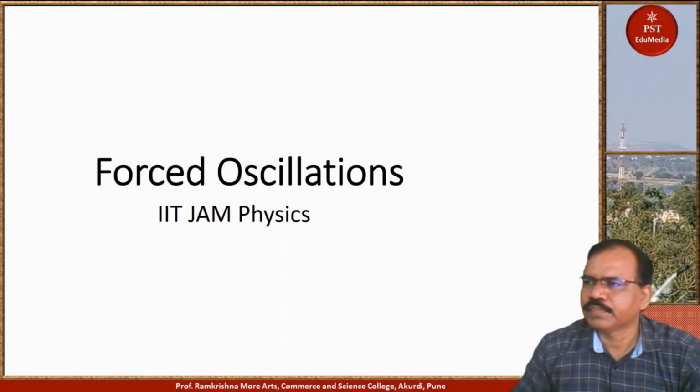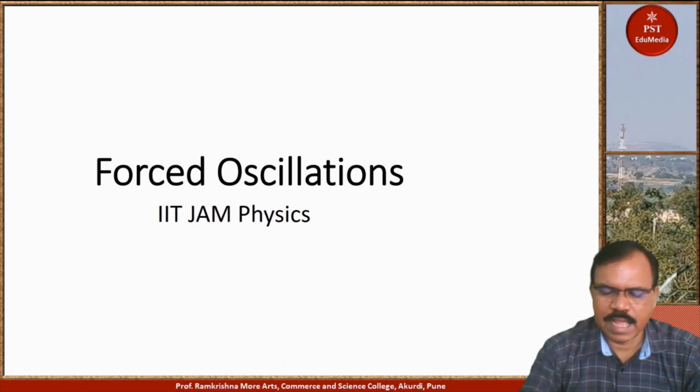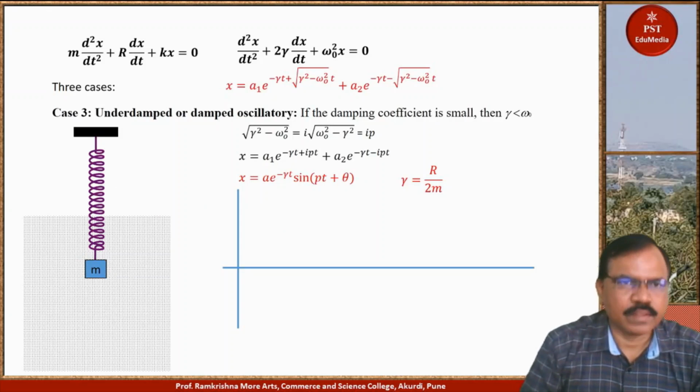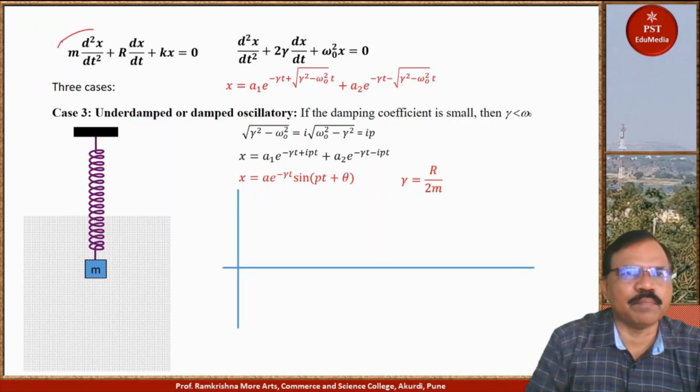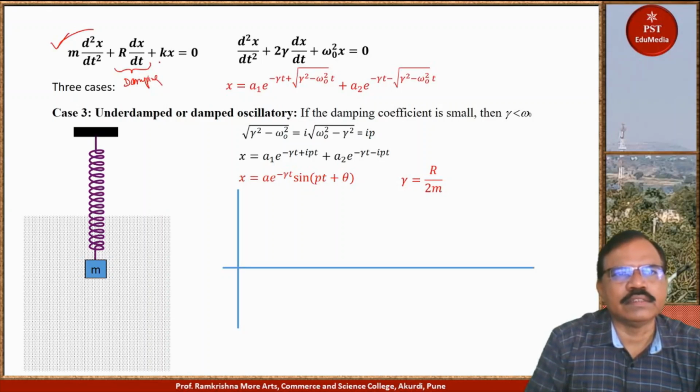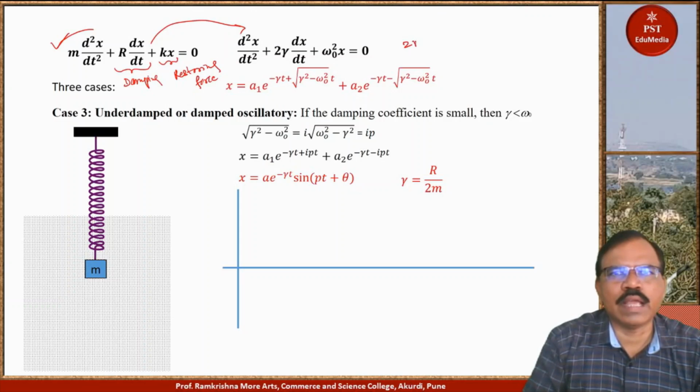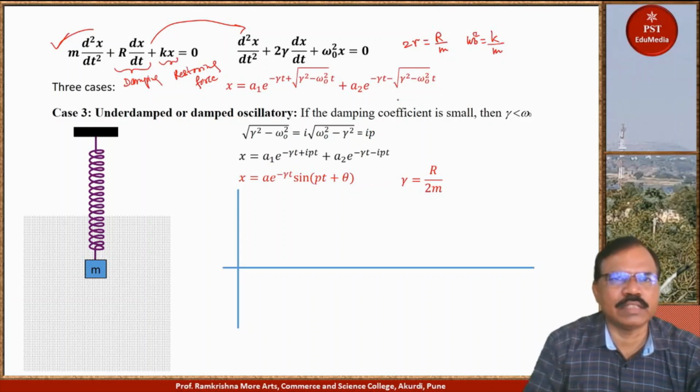In earlier lecture, we have seen damped oscillations. So here, this one is differential equation for damped oscillations. This second term represents damping force. This third term represents restoring force. And we convert this into this differential equation where 2 gamma is equal to R upon M and omega 0 square is equal to K by M. Here K is force constant, M is mass of the oscillator.